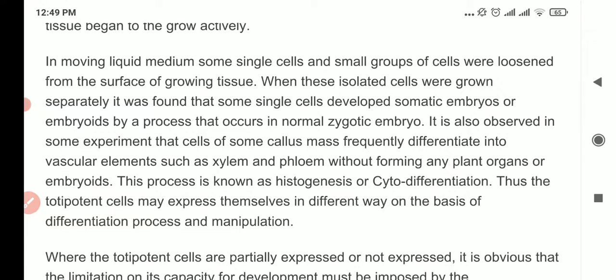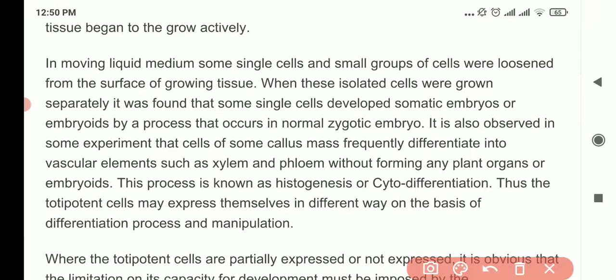So in a liquid medium, everything is free, it can move, like you can move nicely like a fish. When you take out those cells which had separated from the growing tissue and grow them separately, it was found that some single cells developed somatic embryos, or embryoids. Embryogenesis we learn is the process like that of the normal zygote embryo, okay? So he was able to create embryogenesis just by suspending the callus in the liquid medium.